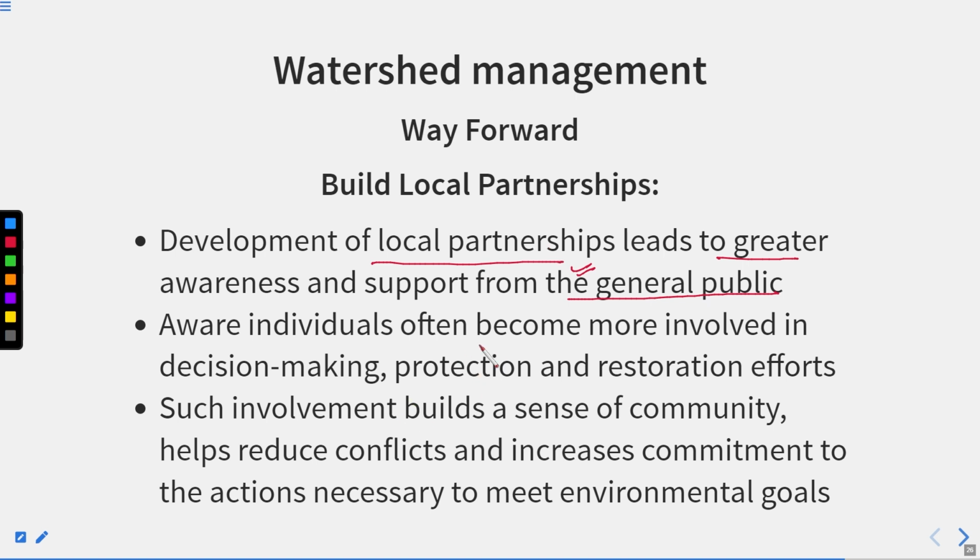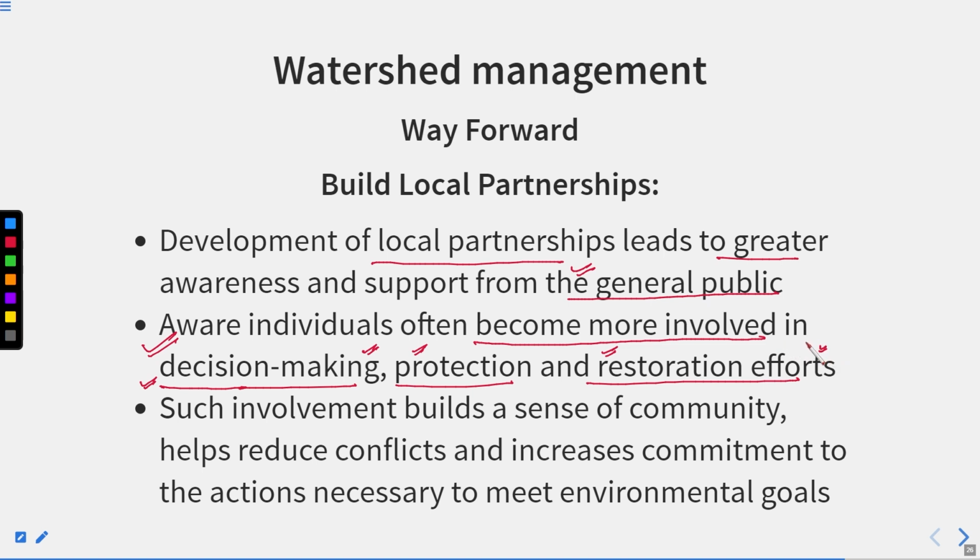And aware individuals often become more involved in the decision making, protection, and restoration efforts. But we should also be aware that sometimes some people are taking a lot of decisions in this management program. So we should think about why they are taking so many decisions. Also, these decisions should not be taken by one individual. They should come from all the members that are part of it. Protection and restoration efforts should also be done in the same way.